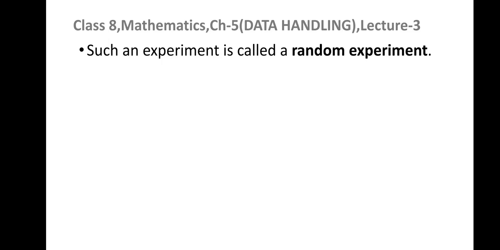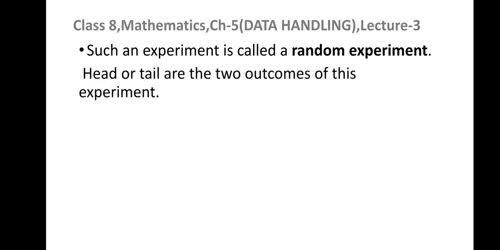Wherever we cannot control the outcome, that is called a random experiment. An experiment is called random if it has more than 1 possible outcome and it is not possible to tell the outcome in advance. We cannot predict whether tail will come or head will come. So what is a random experiment? An experiment is called a random experiment if it has more than 1 possible outcome, head or tail, and it is not possible to predict or tell the outcome in advance.